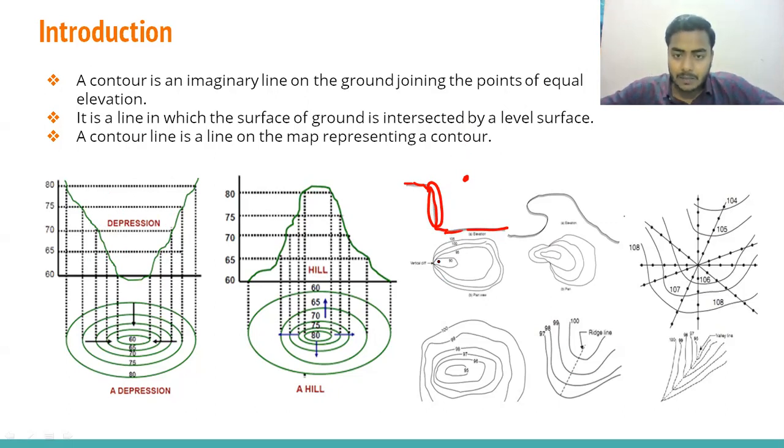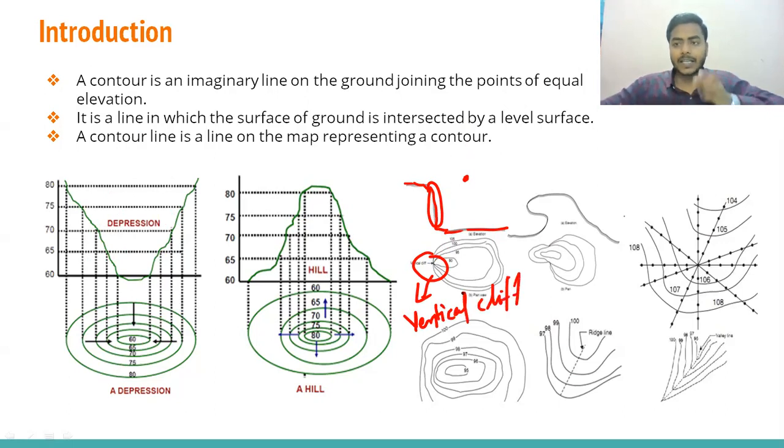So you can see many contour lines are intersecting at this point. When many lines are intersecting at a single point, it means it is showing a vertical cliff. It means at that point the ground is suddenly elevated.